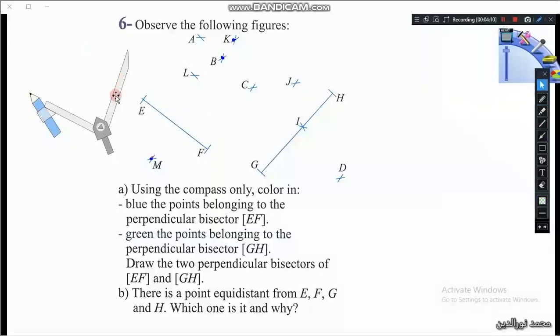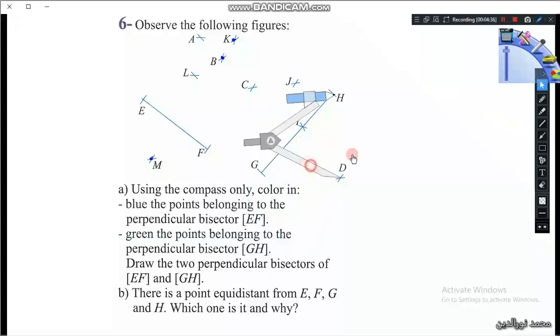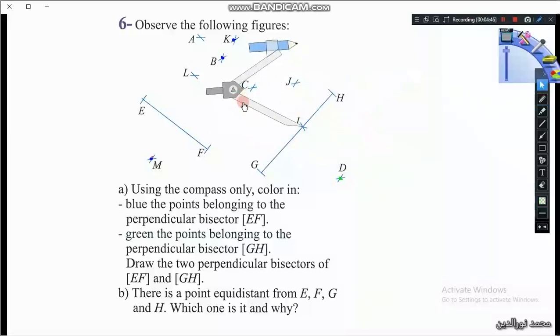So we try first the point D. So this is the distance DG. So هيدي هي distance DG ومنلاحظ انه it's the same, DG and DH are the same, so D belongs to the perpendicular bisector of GH and we color it in green. So D in green and then let's try the point I.